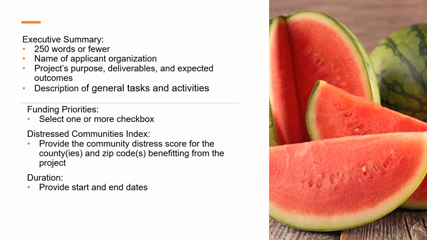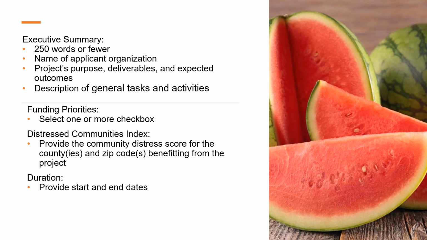In the proposal application form, first provide a brief executive summary suitable for dissemination to the public. This should be 250 words or fewer and should include the name of the applicant organization, the project's purpose, deliverables, and expected outcomes, and a description of general tasks and activities to be completed during the project to fulfill these goals. Next, use the checkboxes to select one or more of the RFSI funding priorities.